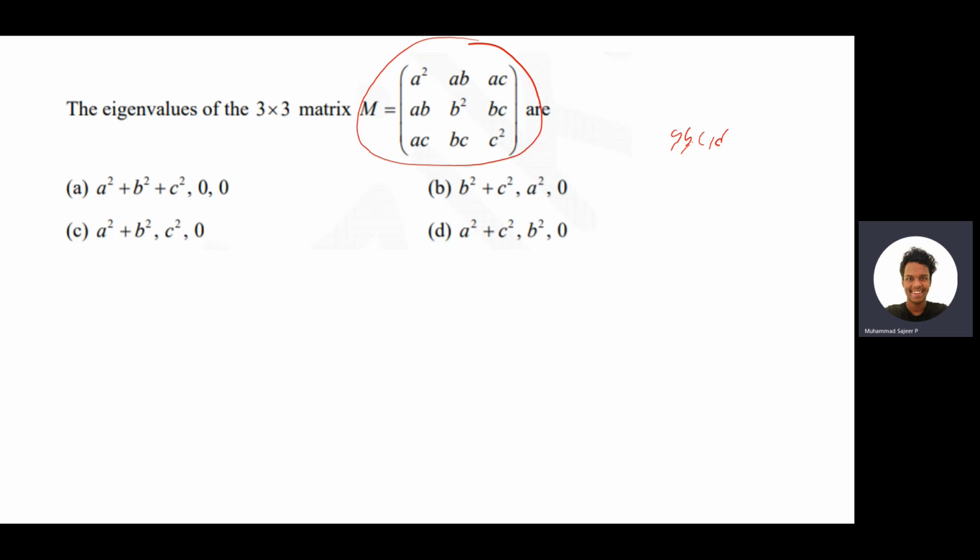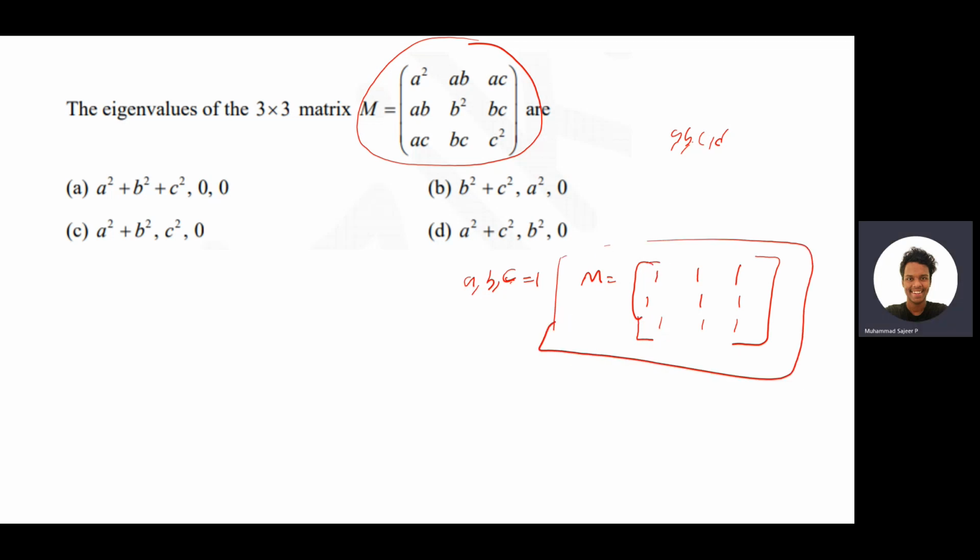So there are some tips. In this case, don't try the usual methods to find the eigenvalue of this matrix. We'll just substitute A, B, C equal to 1. Then the matrix will change to A squared = 1, AB = 1, AC = 1, AB = 1, B squared = 1, BC = 1, AC and BC are all 1. So now we have a 3 by 3 matrix with all elements equal to 1.